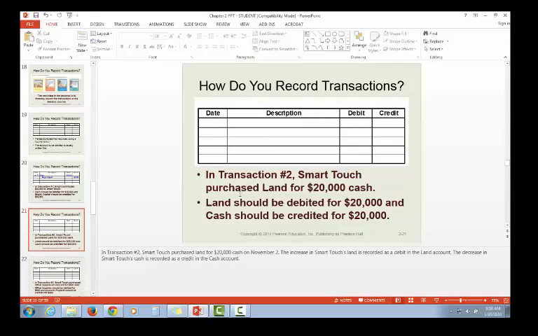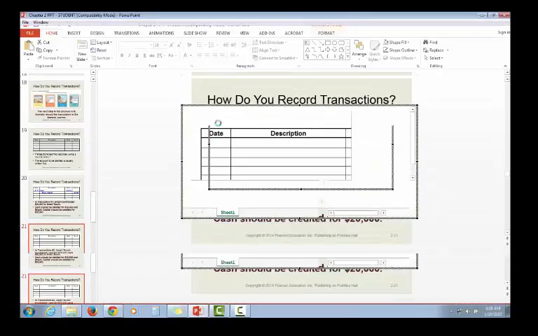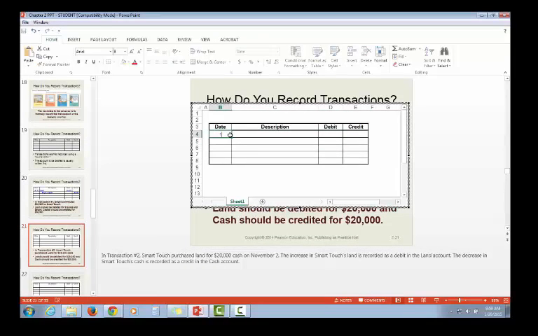So in transaction 2, it says they purchased land for $20,000 cash, all right? So when we purchase land, that means cash is going to go down, right? Let's say that this was on the 21st. To decrease cash is a credit, so it would be under credit. Well, we're getting land. Land is an asset, so to increase our assets, we debit it. So land is our debit. We debit it for $20,000. And our credit is going to be cash.